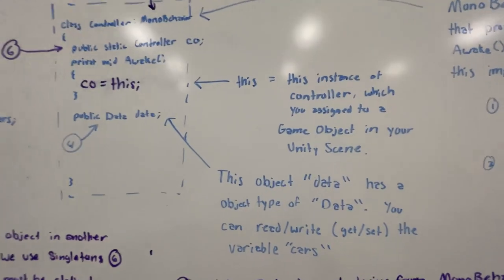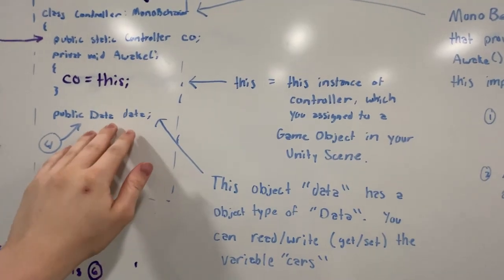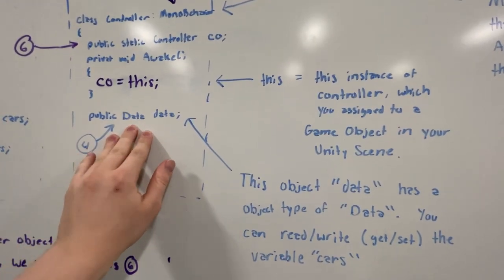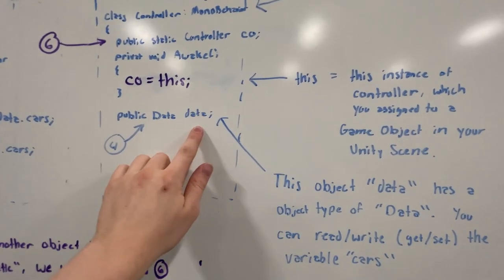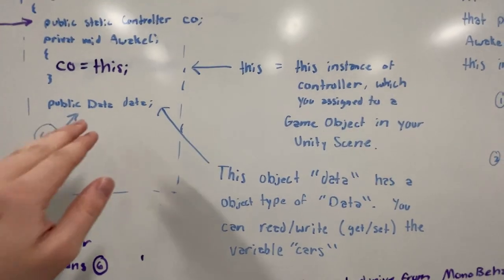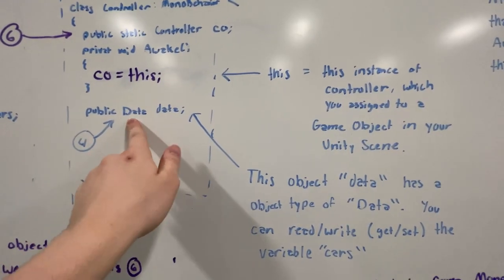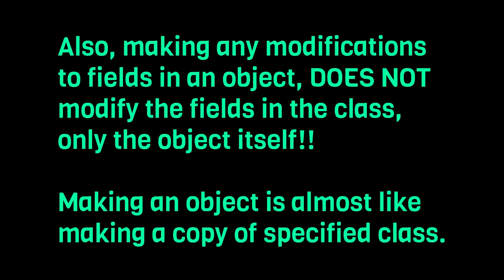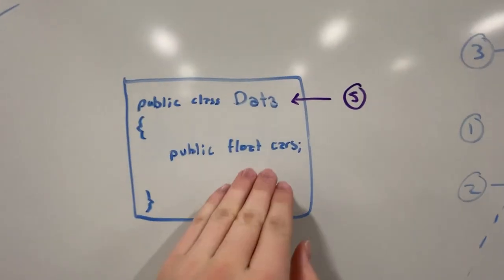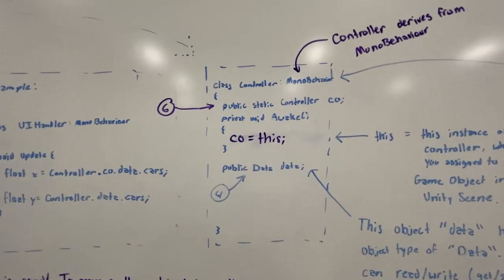To kind of clear up this data, I probably should have mentioned this earlier, but this is an object, right? You have your floats, doubles, right? Those are variables. This is basically a variable for a class. You can have as many of these as you want. You can have data one, data two. You can have different types of datas, right? Not saying it's necessary, but our class is a blueprint and we can create as many of these as we want. This is just one object that is type data. So for how we set up our class, we can get, set, or read and write this variable cars because it's public.